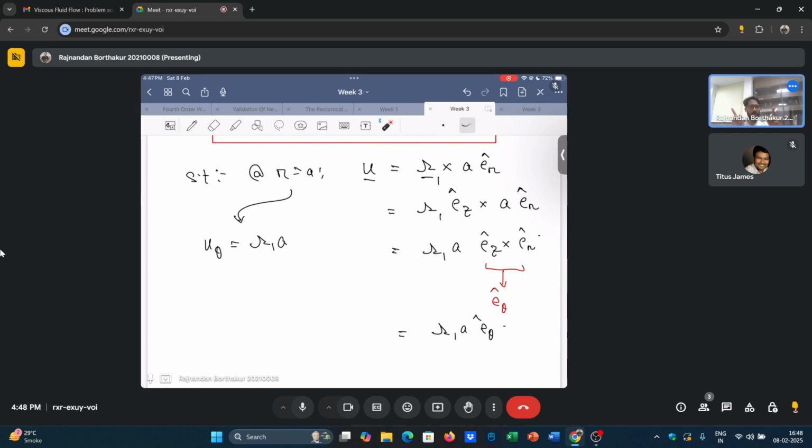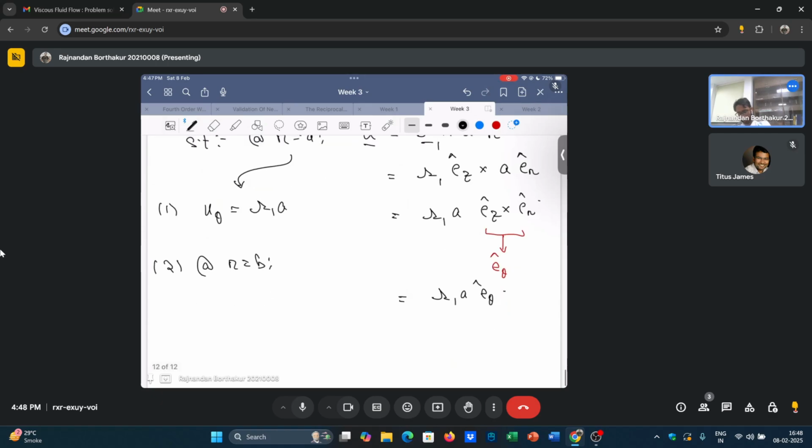It's just the cross product that you need to do, and you need to understand in what direction the rotational velocity points. So this is one boundary condition that I have: at r equal to a, I have u theta equal to omega 1 a. Similarly, if you do the same exercise at r equal to b, I have my u theta as omega 2 times b, because omega 1 is the rotational velocity of the inner cylinder, and omega 2 is the rotational velocity of the outer cylinder. So these are the two boundary conditions.